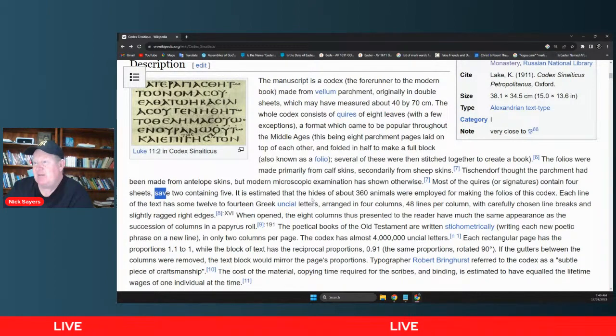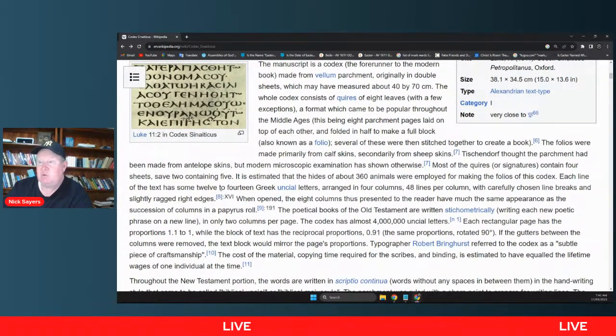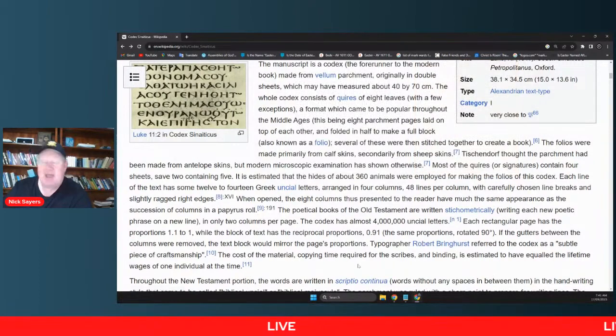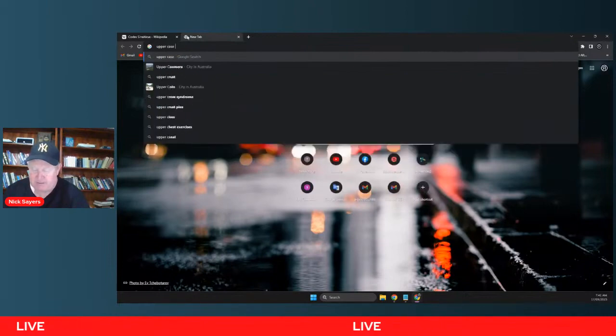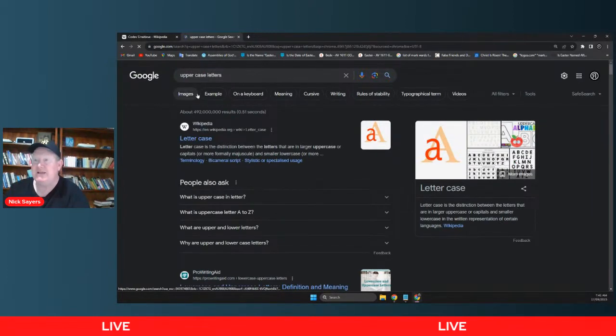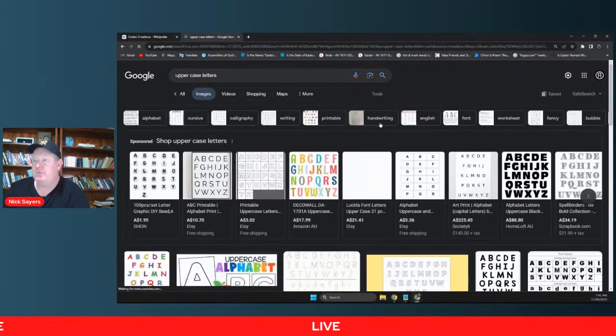It is estimated that the hides of about 360 animals were employed for the making of the folios of this codex. Each line of the text has some 12 to 14 uncial letters. Uncials are the capital majuscule type text, like we have the capitals, and usually we say uppercase and lowercase. Now, uppercase letters, it's actually uppercase. It comes from the printing terminology.